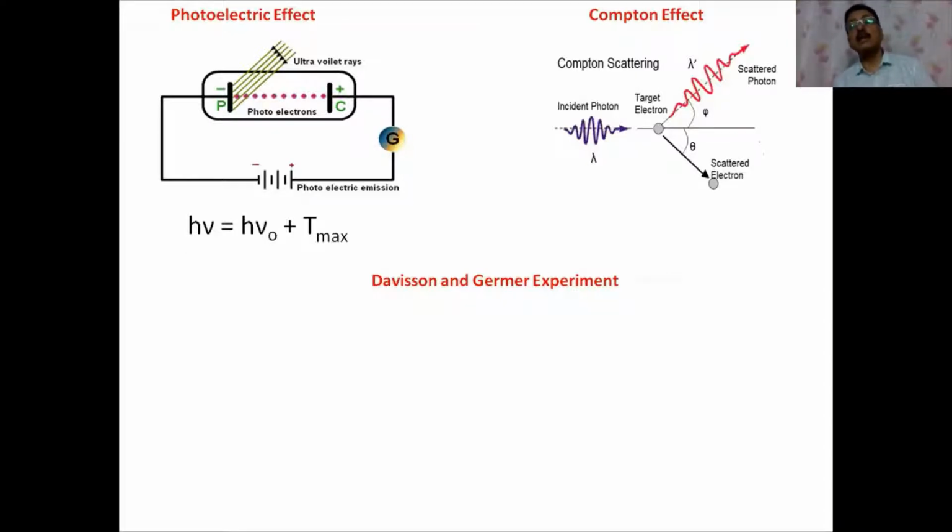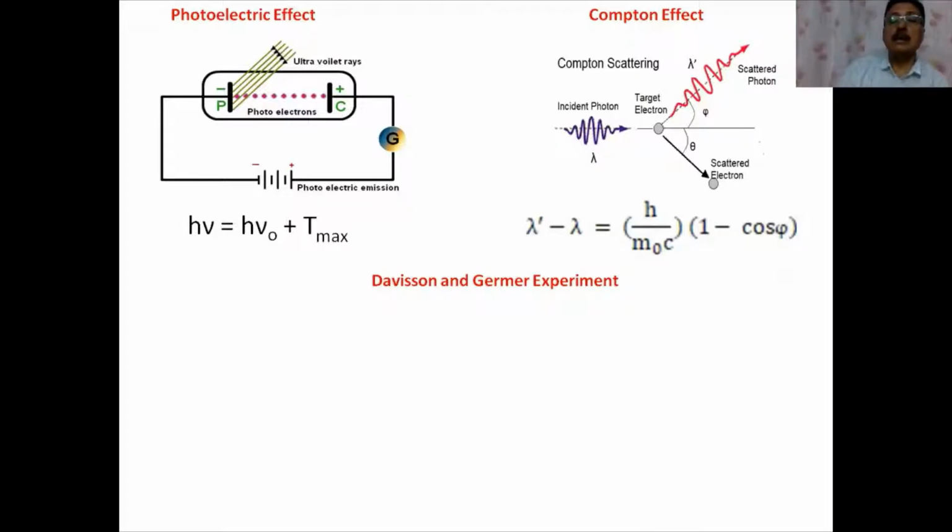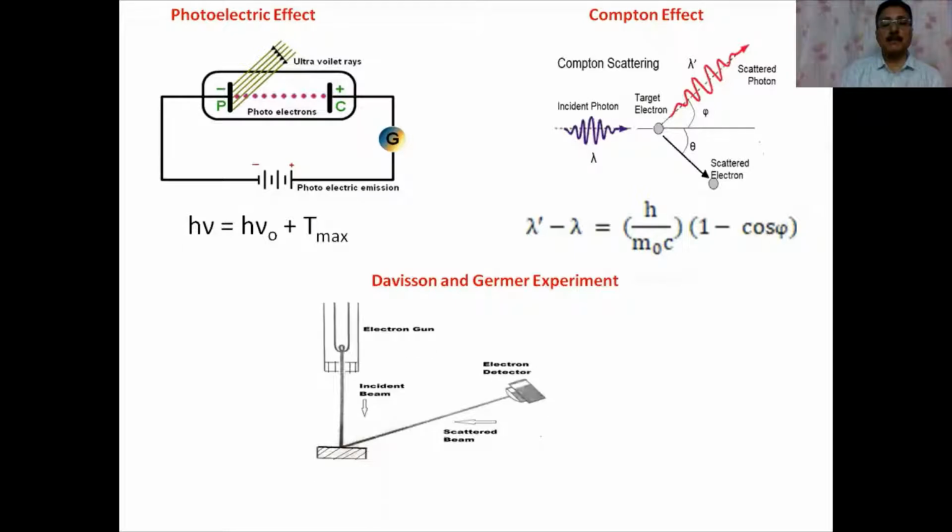And there the quantum theory had to be brought in, and with the help of quantum theory, this Compton effect could be explained. And we got over there the change in wavelength, lambda dash minus lambda, equal to h by m naught c times (1 minus cos phi). Here lambda dash is the wavelength of the scattered photon and lambda is the wavelength of the incident photon. h by m naught c we call the Compton wavelength. Phi is the angle of scattering. Now let us go for the third experiment, that is the Davisson and Germer experiment.